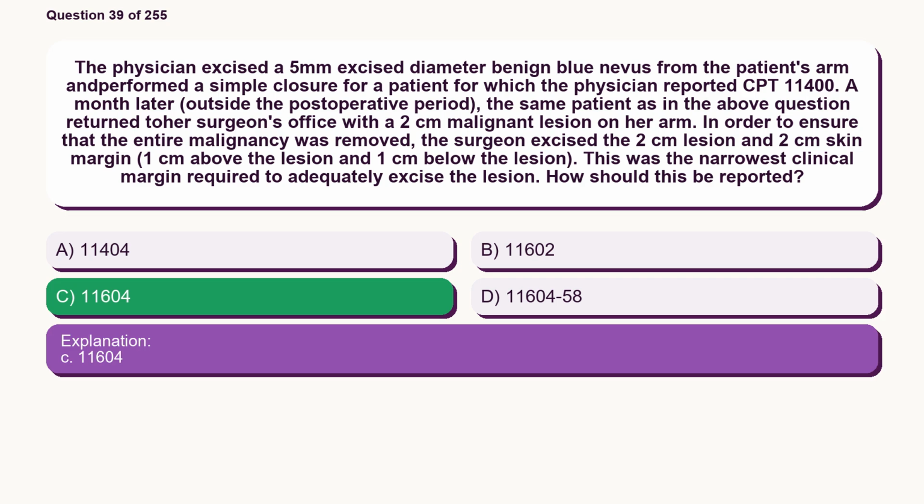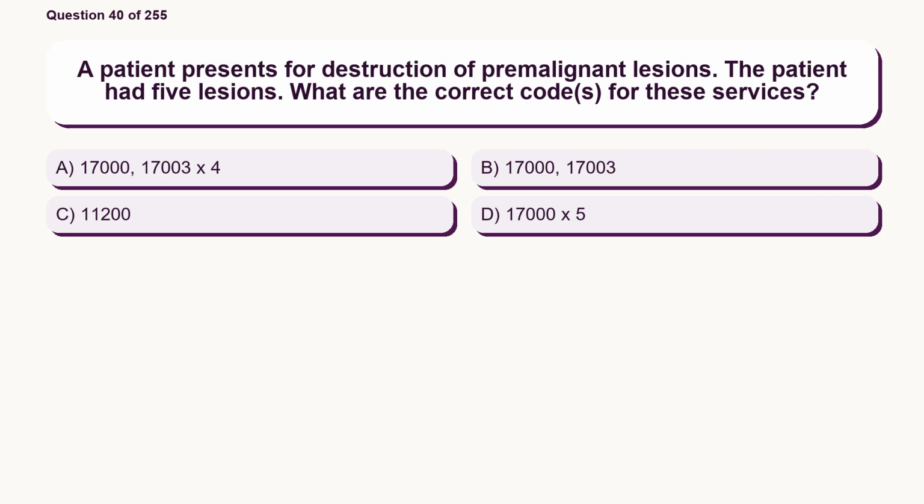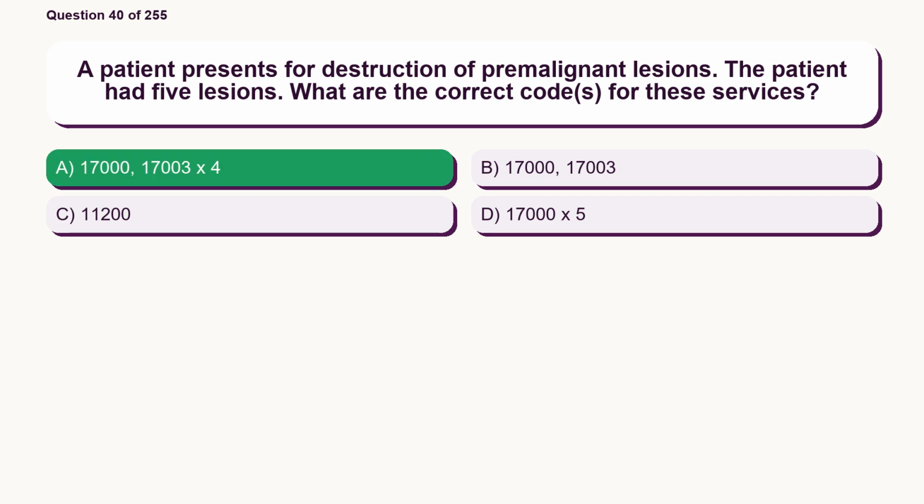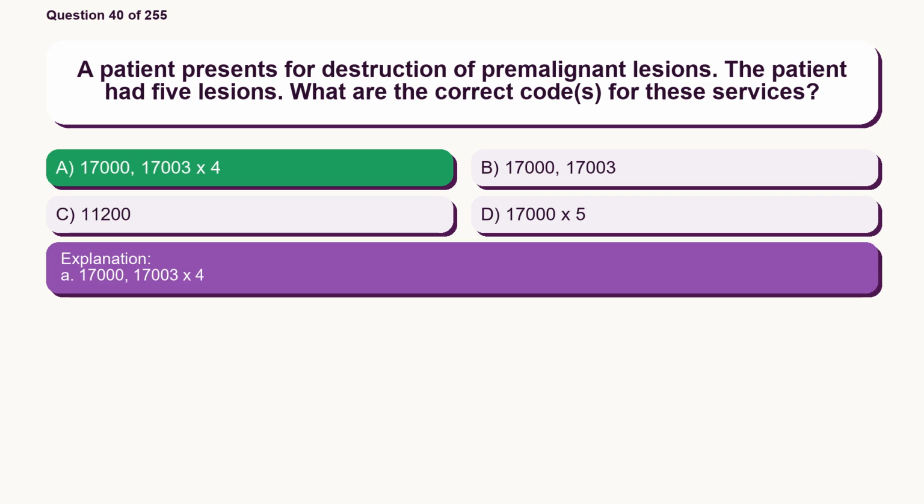Question 40. A patient presents for destruction of premalignant lesions. The patient had 5 lesions. What are the correct codes for these services? Option A: 17000, 17003 x 4. Option B: 17000, 17003. Option C: 11200. Option D: 17000 x 5. The correct answer is option A: 17000, 17003 x 4.